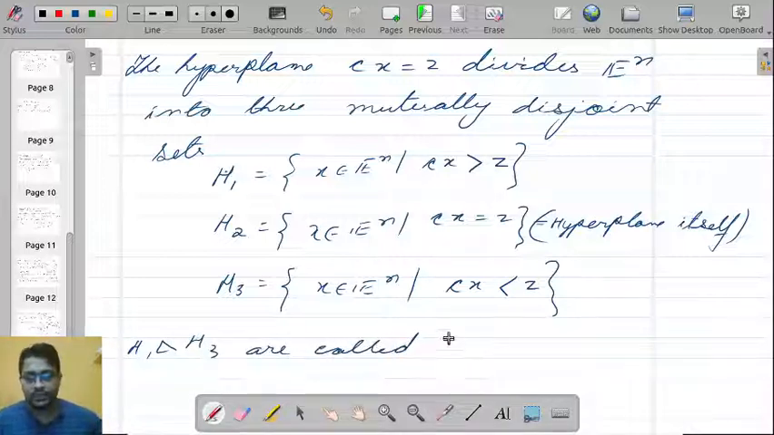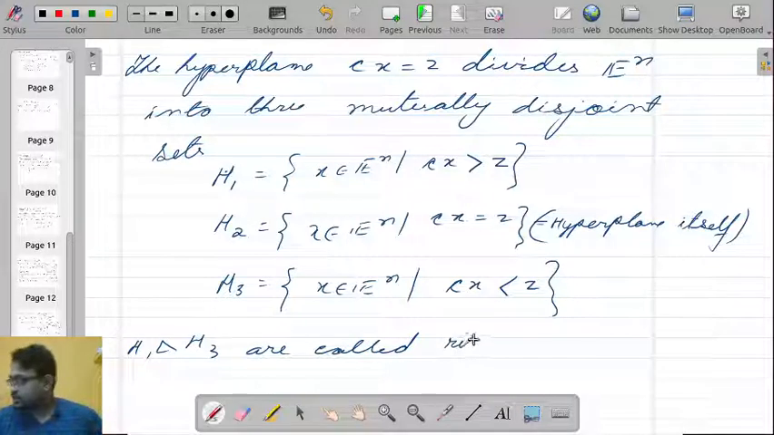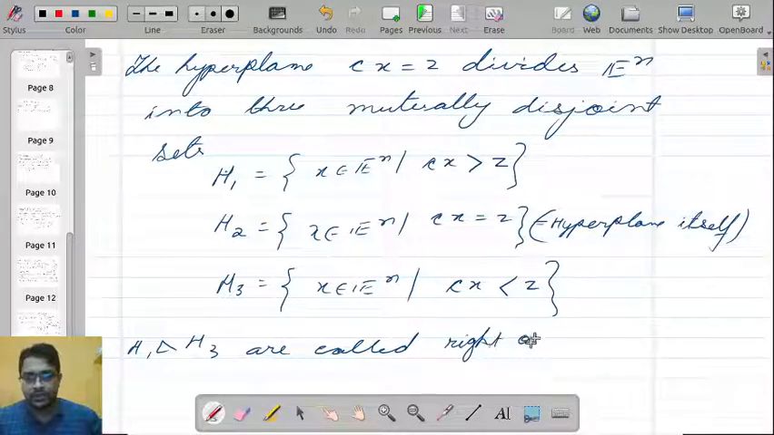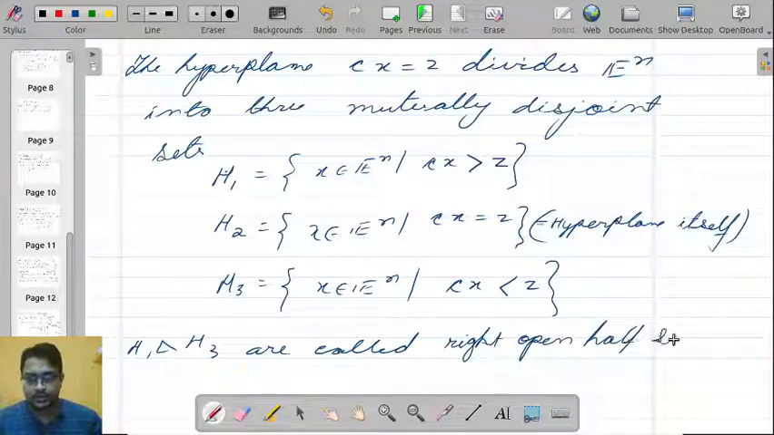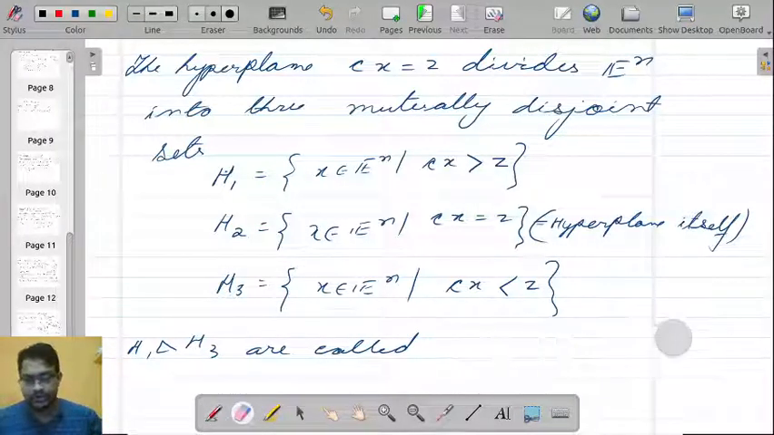These H1 and H3 are called open half spaces. The first one, H1, is called the right open half space, and H3 is the left open half space. So they are called open half spaces.